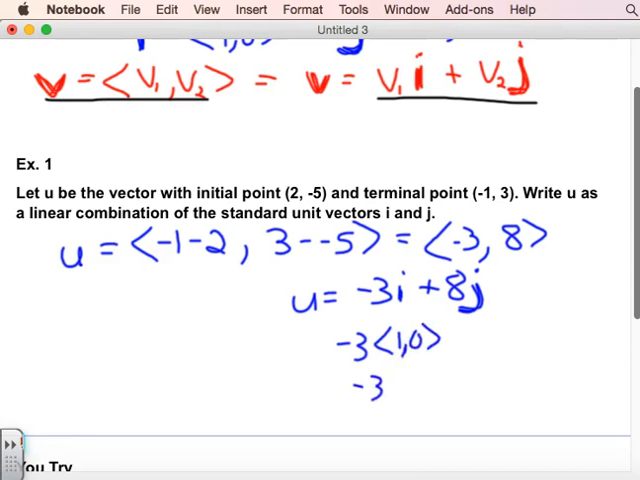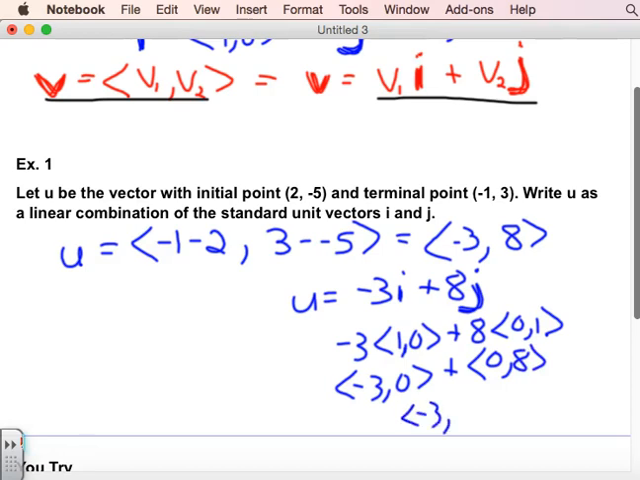That's going to give me -3, 0, and we add that to 8 times the unit vector j, which is 0, 1. That's going to give me 0, 8. Then when we add those, it'll give us -3 and 8. When we add -3 and 0, we get -3, and 0 and 8, we get 8. So you can see why doing -3 times i and adding it to 8 times j will give us that original component form that we had. So this right here is our answer.